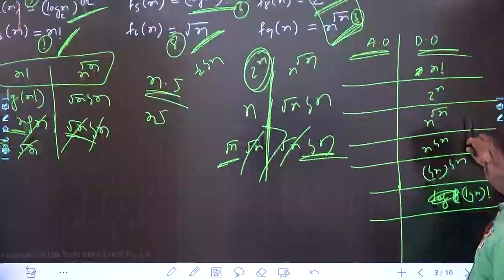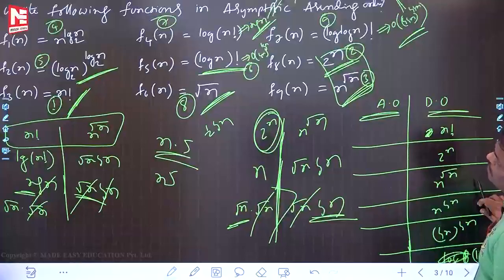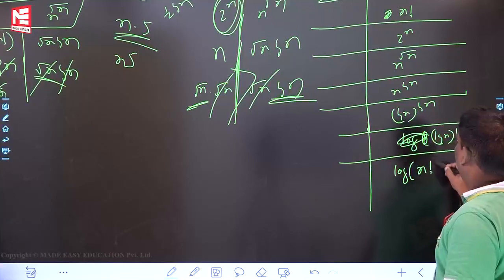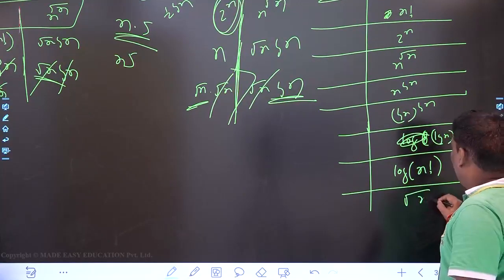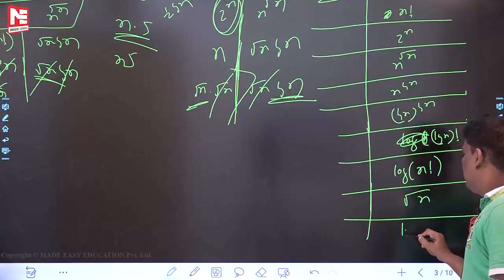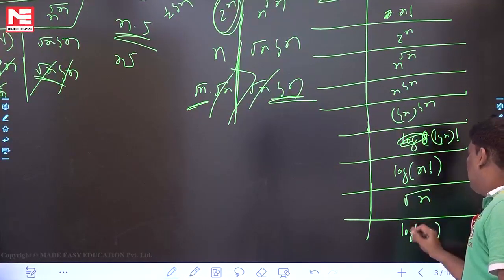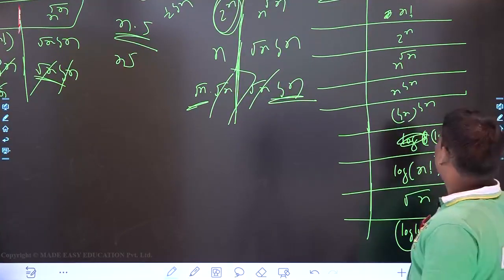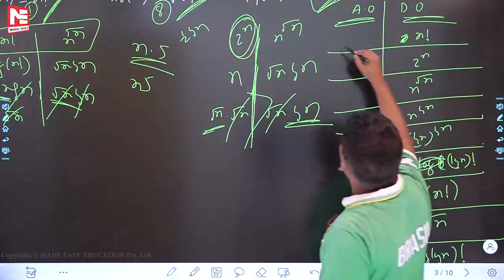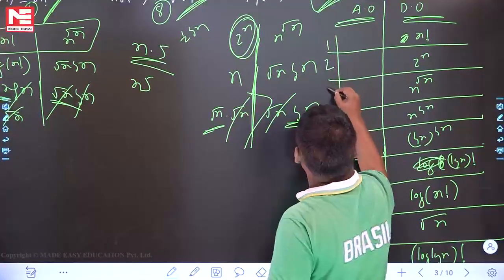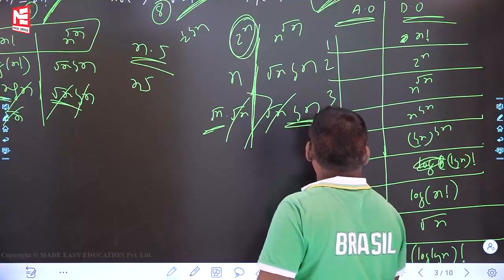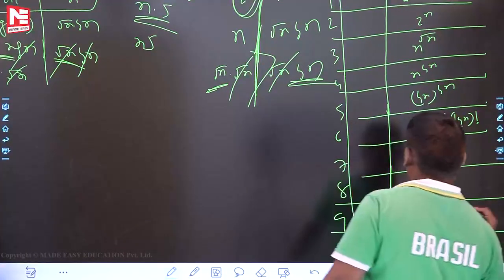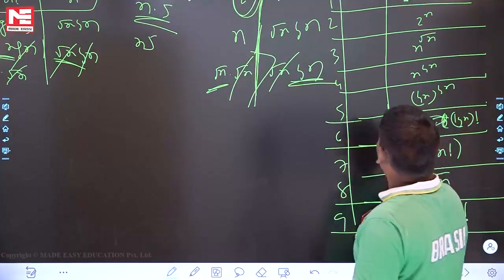Number 7, who is number 7? Log n factorial. Number 8, root n. Number 9, (log n) whole power log n, means log n factorial, right? So these are the numbers, 1 2 3 4 5 6 7 8 9. Let me write in the reverse order.